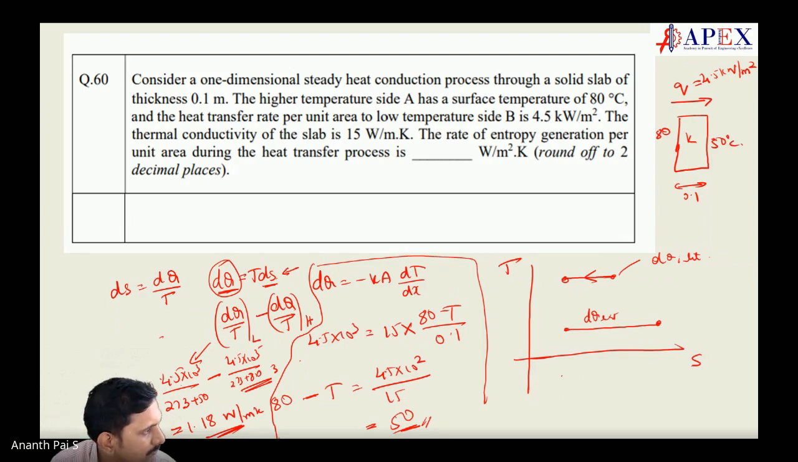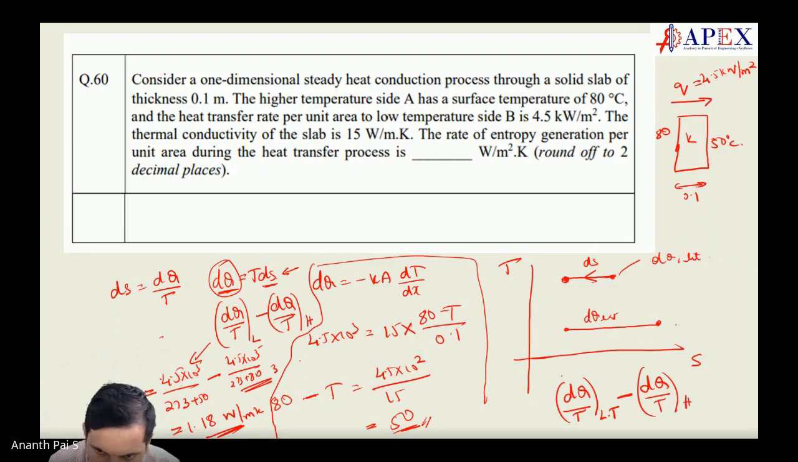We have found it. Once we get that as 50 degrees centigrade, then you use the temperature required. See here, dS: if dQ is the same, dS will be higher on the lower temperature side and lower on the higher temperature side. So the difference gives the entropy generation. Heat transfer from the higher temperature to the lower temperature leads to entropy generation. What is that? It is dQ by T at lower temperature minus dQ by T at higher temperature that gives us delta S. That's what we have applied.